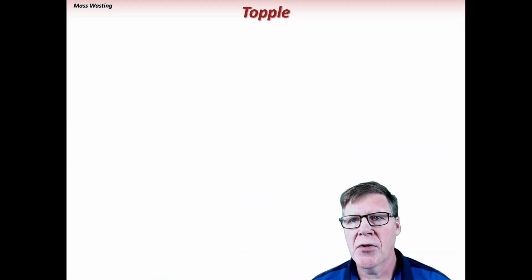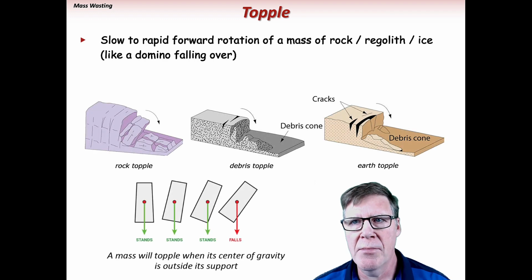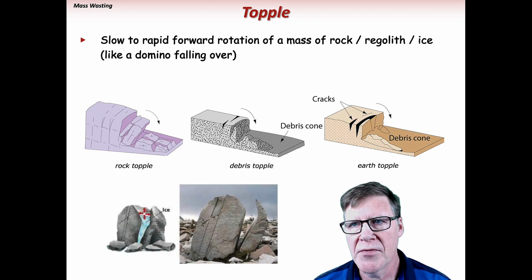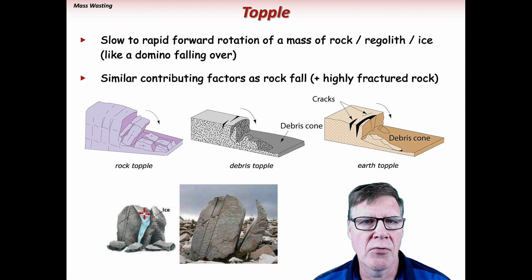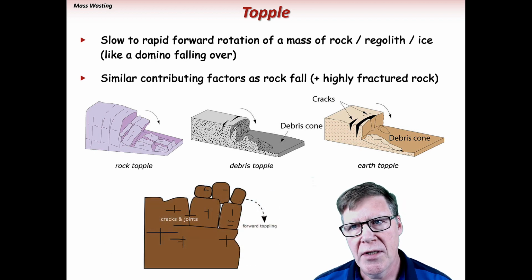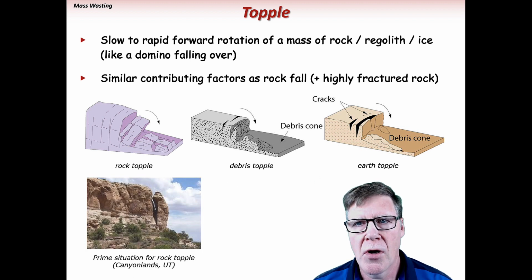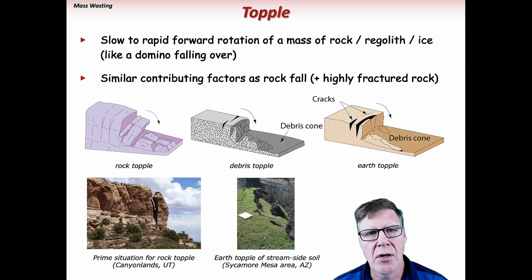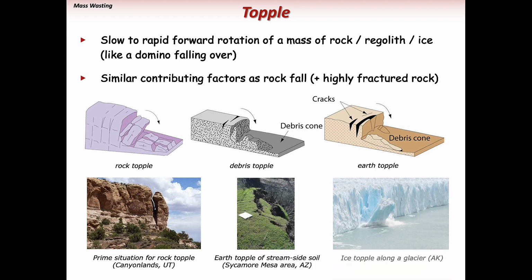Topple is the slow to rapid forward rotation of a mass of rock, regolith, or ice, essentially like a domino falling over. While topple involves the same factors that contribute to rockfall, fracturing, jointing of rock, and ice greatly increase its occurrence. Strong, highly jointed, cliff-forming rock units, like this sandstone in Canyonlands, are prime candidates for topple. Topple is also common along stream embankments and along the edge of calving glaciers.